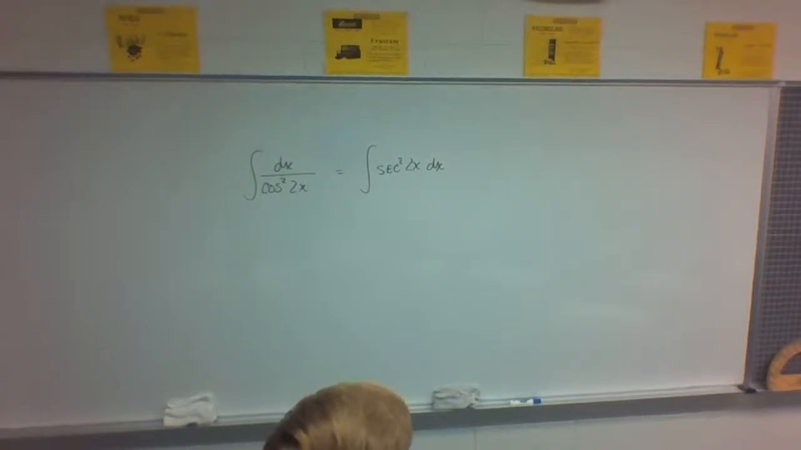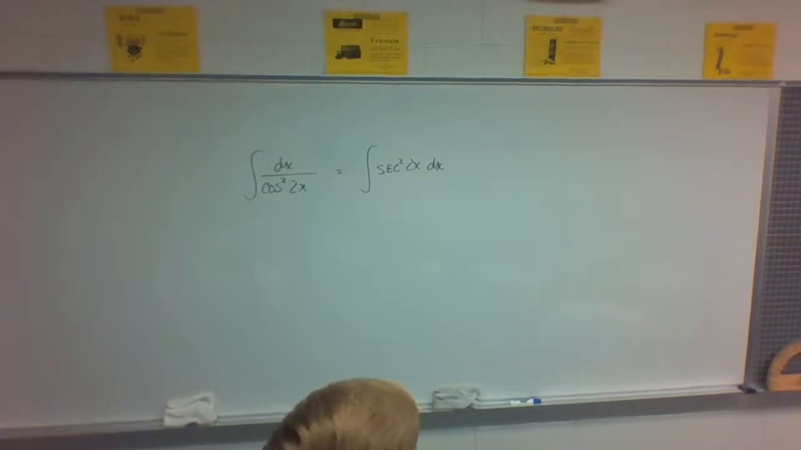We do know someone whose derivative is secant squared x. But what about the 2x? Is it just like a chain rule? Yes, but you have to be able to account for it carefully. People that are reasonably clever can do this without a u substitution, but I'm going to do a u substitution to show you it works.